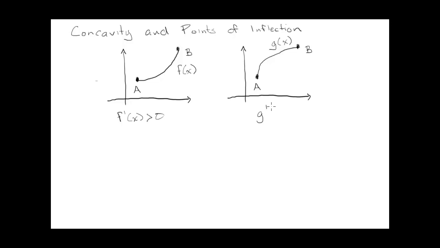But the shape or way in which the graphs increase is different, right? It's bent differently. And that has to do with what we call concavity. So I'll just define it quickly. This one we call concave up. And this one we call concave down. Now what does that mean, concave up and concave down?